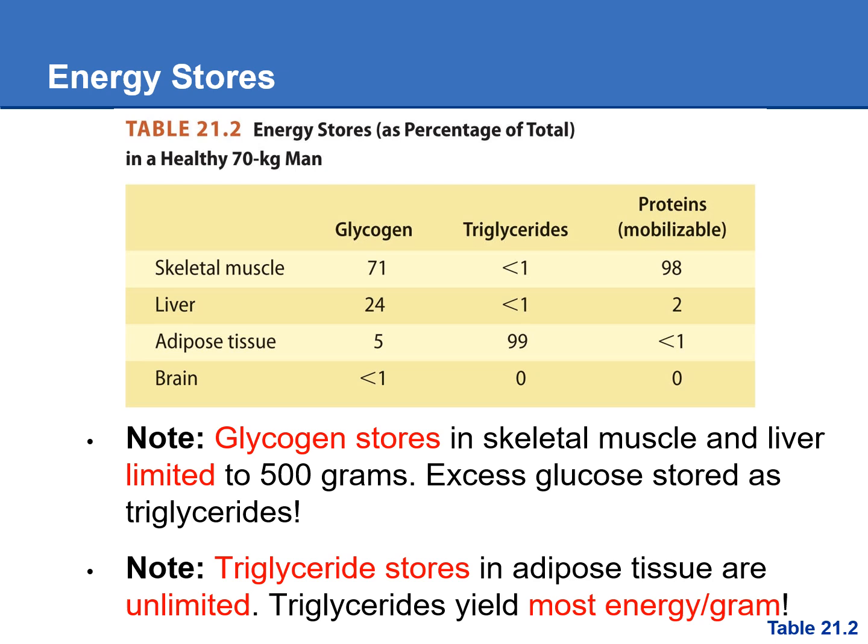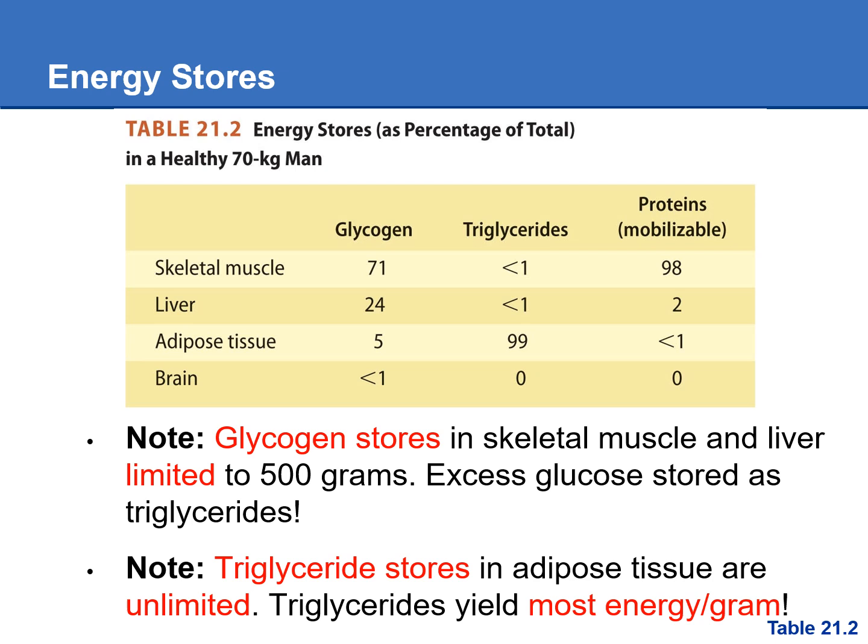And the other reason we do that is because you're going to get twice as much energy out of a gram of fat as you are out of a gram of carbohydrates or out of a gram of protein. So it's a really good way for the body to save extra energy is to store it as fat.